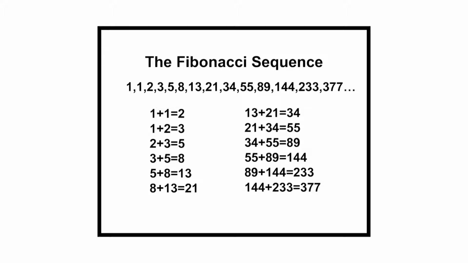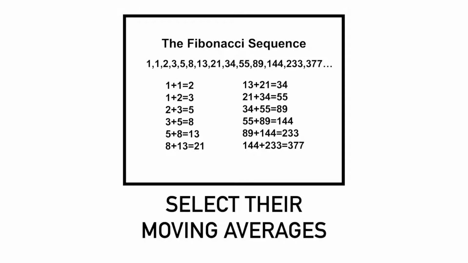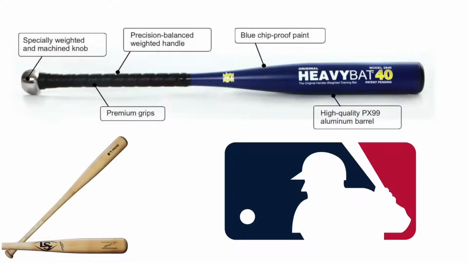Some traders even use the Fibonacci numbers, which is 5, 8, 13, 21, and so on and so forth, to select their moving averages, especially for the EMA. But the numbers that you use are always up to you, and it takes trial and error to see what works best for you as a trader. Not everyone is the same. Just like in baseball, a heavy bat might work for one hitter and not the other.